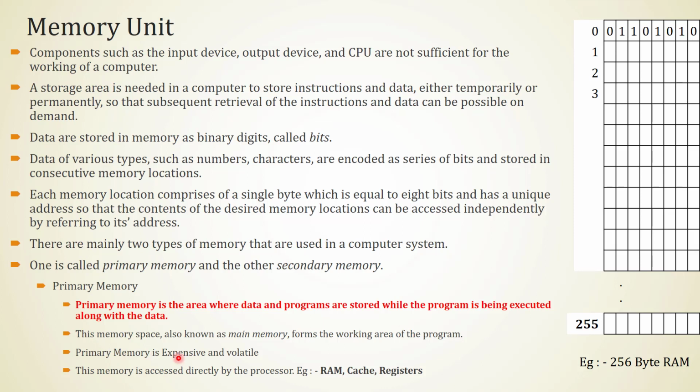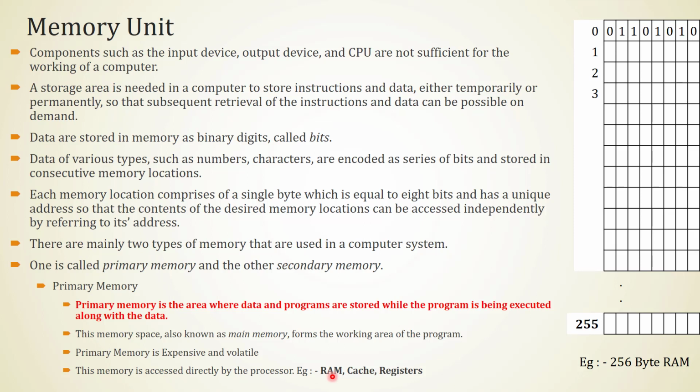Primary memory is expensive and volatile. Expensive means the cost of primary memory is high. The typical example of primary memory is RAM, random access memory, and it is volatile. Volatile means once the power supply is taken away, the content of the memory will be wiped out. That is called volatile memory. It can store data only when the computer is switched on. The memory is accessed directly by the processor. In the earlier block diagram, we had a memory unit. It actually refers to primary memory.